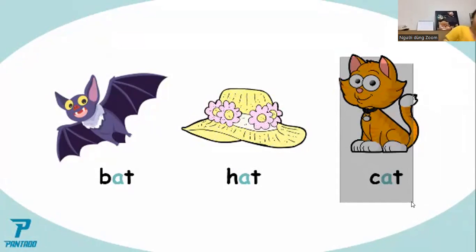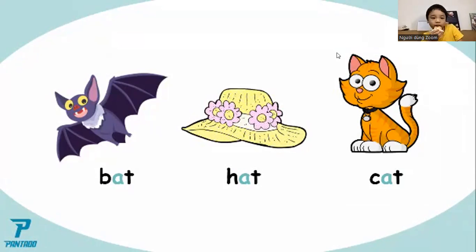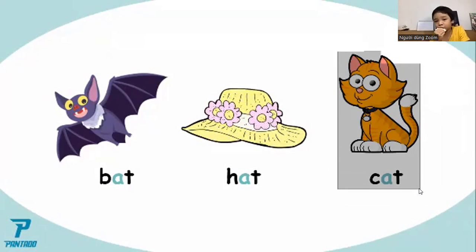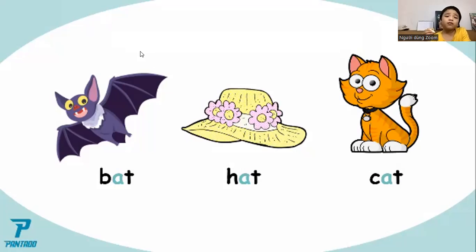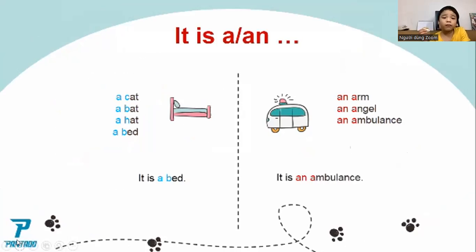Okay, so what is this? What is this again, Seiko? Yes, it's a cat. Okay, so now Seiko, let's proceed with this one.